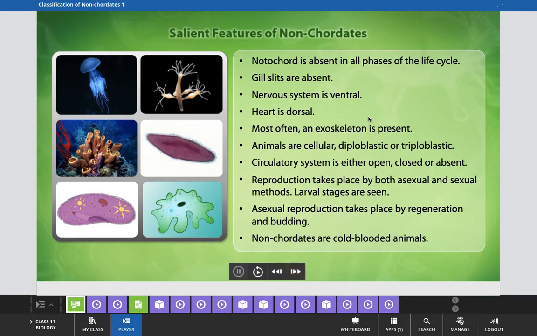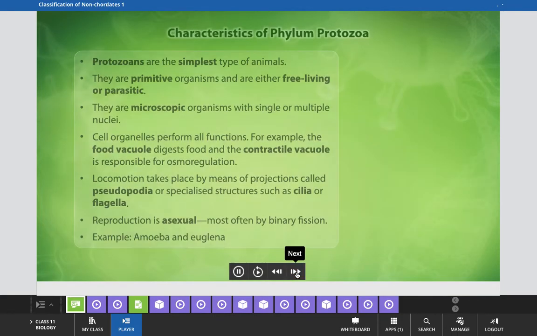Now, today, when we are talking about the phyla Cnidaria and Ctenophora, we have to recapitulate that all the general characteristic features are present in them also. Now come to the next.